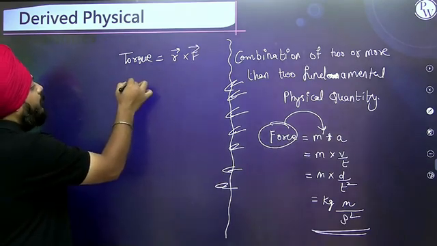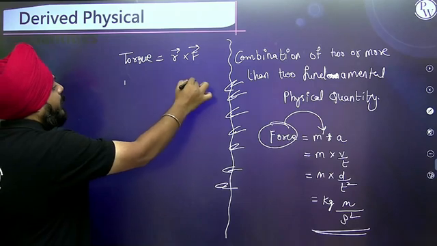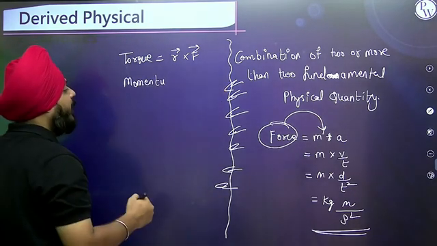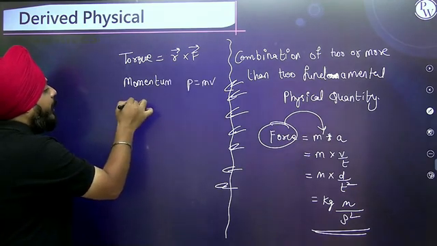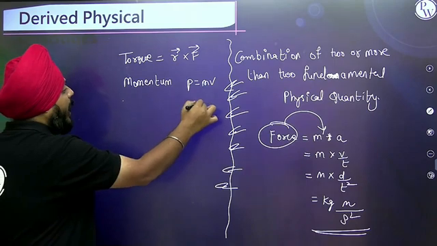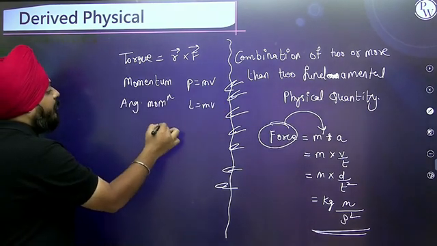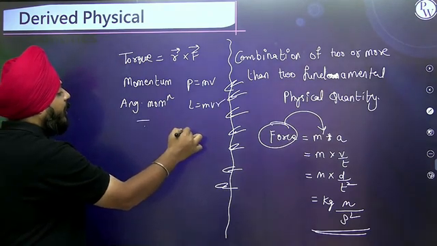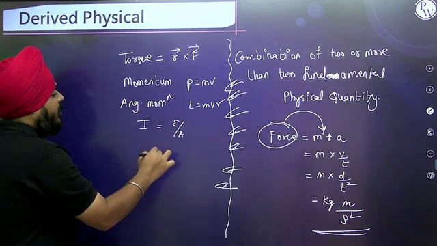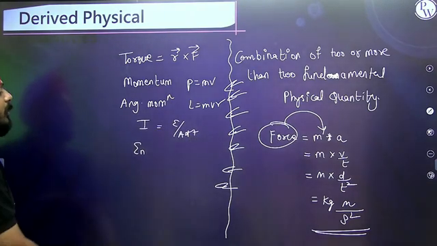Momentum, P is equal to mv, linear momentum. It is a derived quantity. Angular momentum, L is equal to m v bar, a derived quantity. Intensity, energy per unit area per unit time. Kinetic energy is equal to half mv square.